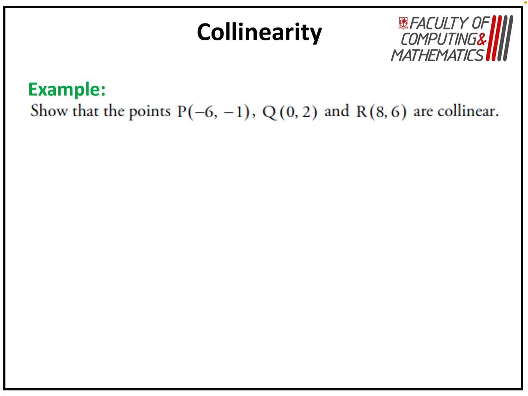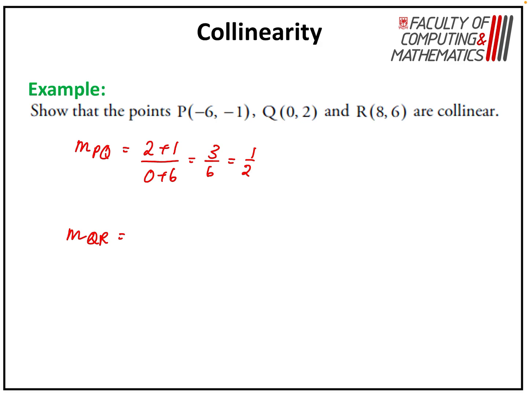Show that the points P, Q and R are collinear. So what I want to do is find the gradient of PQ. I want to find the gradient of QR, so there's my common point Q. If they've got the same gradient, they are collinear. So PQ is 2 plus 1 over 0 plus 6. So I'm getting 3 over 6. Make sure you simplify it to a half.